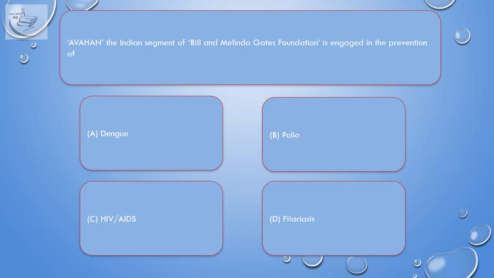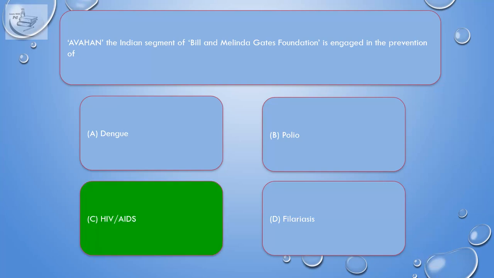Question: AVAHAN, the Indian segment of Bill and Melinda Gates Foundation, is engaged in the prevention of A. Dengue. B. Polio. C. HIV, AIDS. D. Filariasis. Correct answer is C. HIV, AIDS.